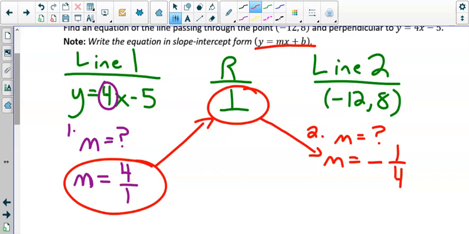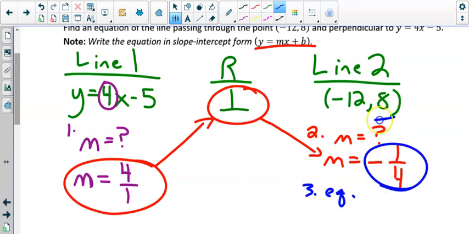Because with perpendicular, you flip it and you take the opposite sign. So the flip of 4 over 1 is 1 over 4. The opposite of a positive is a negative. And now it's pretty much all over but the crying. Step 3, we're ready to write the equation. Because notice what we have. You have a slope. You have a point. We can write the equation with that.